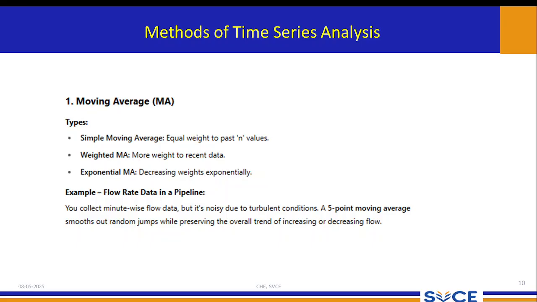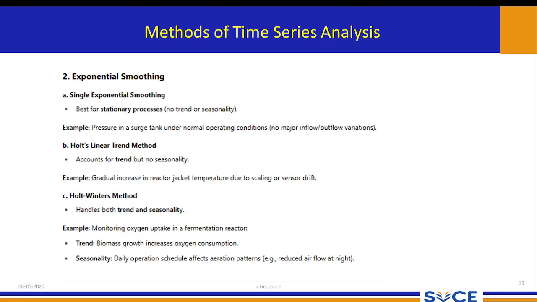Let's imagine you are measuring every 10 seconds, but the flow reading is not exactly showing the true value. If you take a 5-point moving average, it smooths out the random jumps while preserving the overall increasing or decreasing trend of the flow. Okay, hope you understood what I am trying to say. And coming to exponential smoothing: single exponential smoothing, Holt's linear trend method, or the Holt-Winters method. As I told you, Holt's linear trend method accounts only for trend, not seasonality, whereas the Holt-Winters method handles both trend and seasonality.